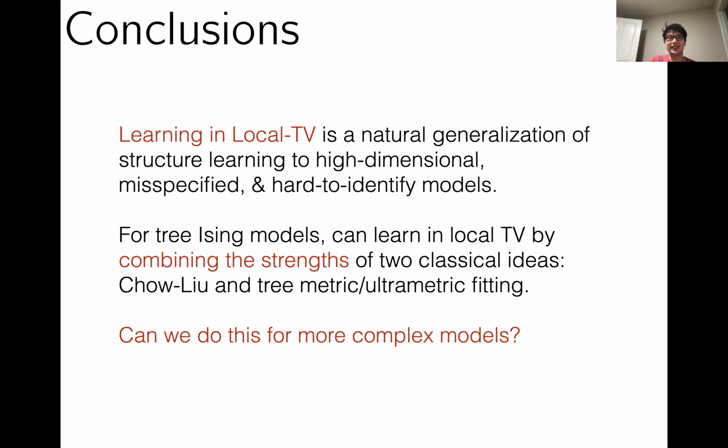Okay, to summarize, we showed that in local TV, we can learn tree Ising models. Local TV is a really good metric for learning misspecified models of all kinds. And the big question, I think, is can we do this, or how do we do this, for more complex models? Thanks for listening.